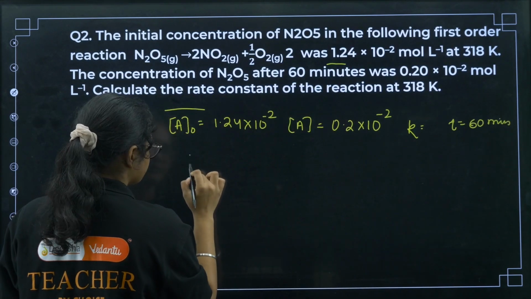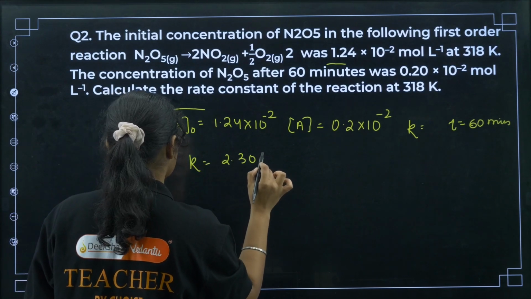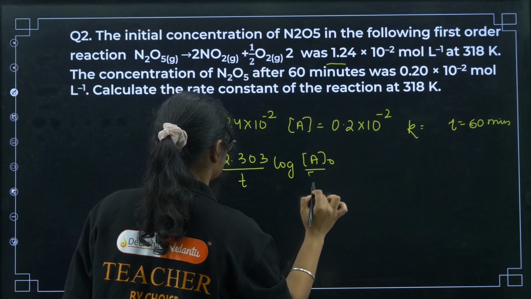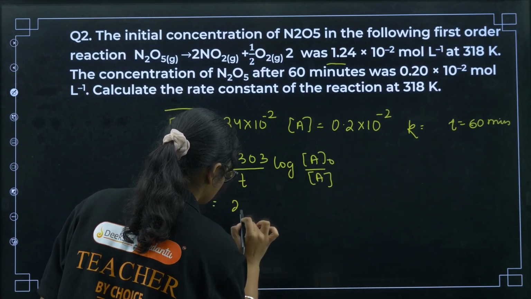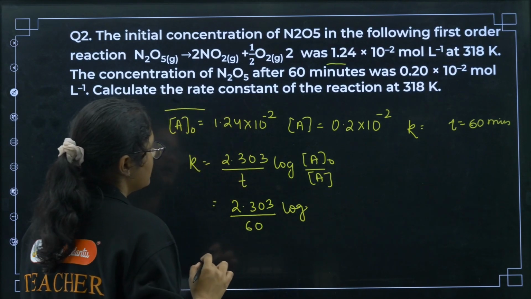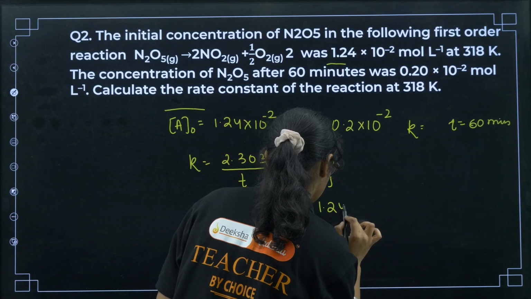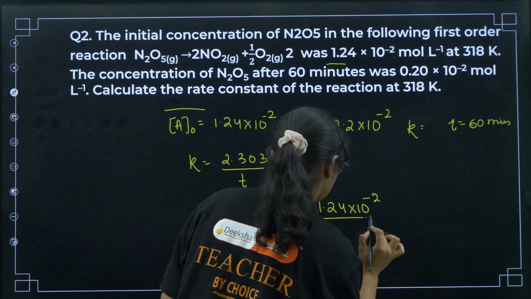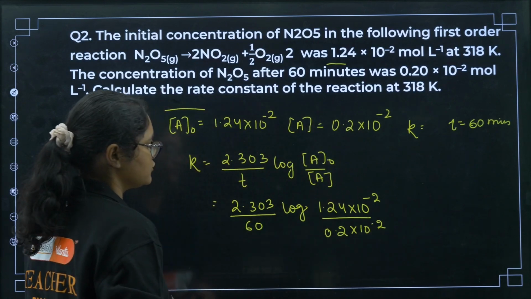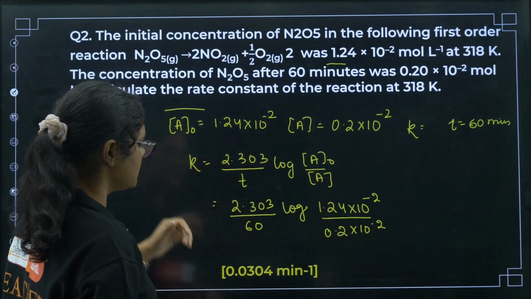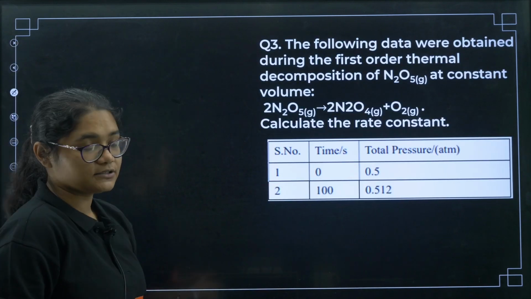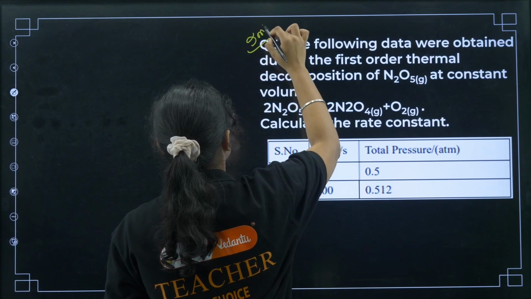We can use the first order equation, K is equal to 2.303 by t log of A naught by A. So that is 2.303 by 60 log of A naught, 1.24 into 10 to the power of minus 2, divided by 0.2 into 10 to the power of minus 2. If you solve this, you will get the answer, which is 0.0304 minute inverse. Okay, next coming to question number 3, this is a very important question.